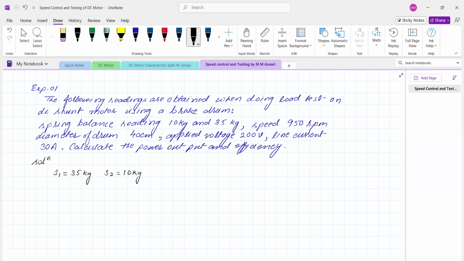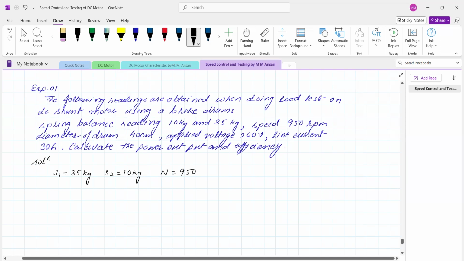Then the speed of the motor is given in RPM, 950 RPM, and the diameter of pulley D is equal to 40 centimeter. Hence, we can say that radius R is equal to 20 centimeter, whereas the applied voltage is 200 volt and the current drawn by the motor is 30 ampere.